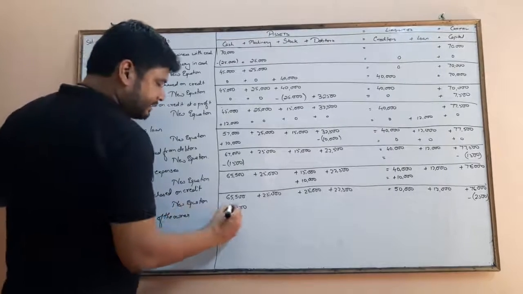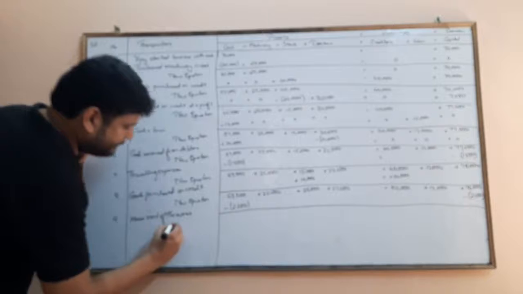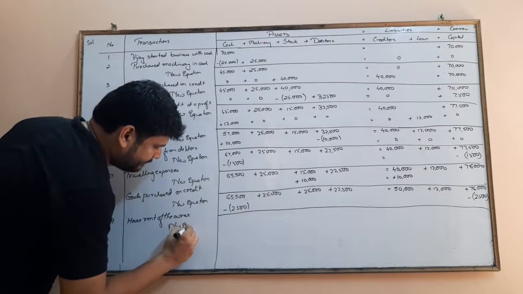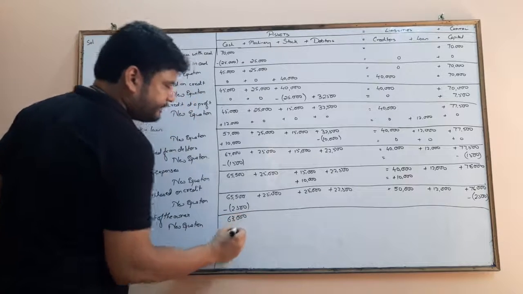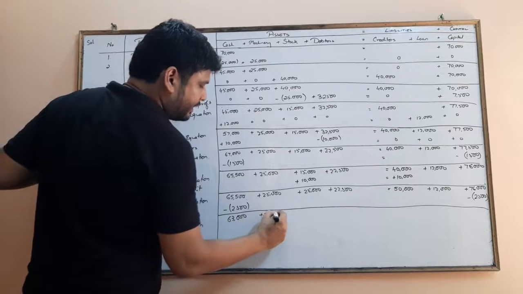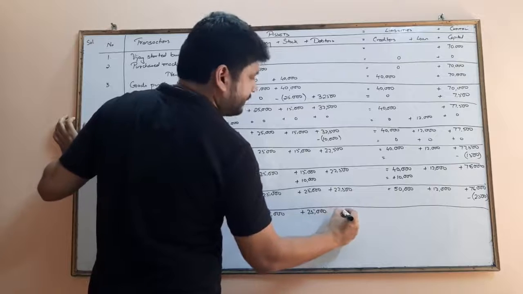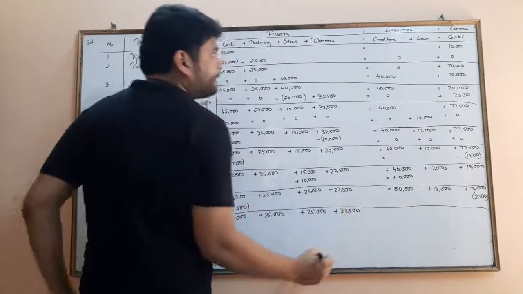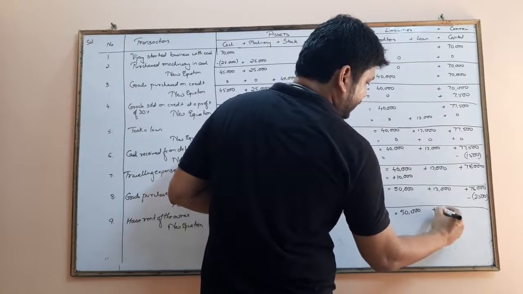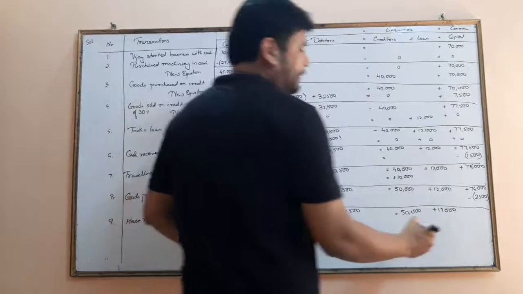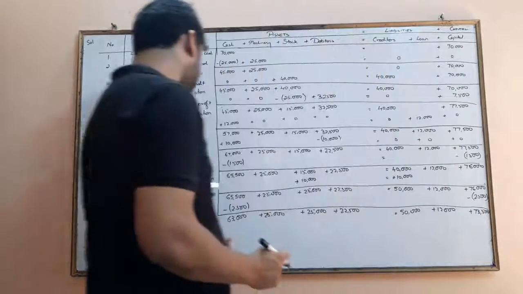So after this transaction, my new equation will be 63,000, machinery 25,000, stock 25,000, debtors 22,500, creditors 50,000, loan 12,000, and capital that will be of 73,500. Okay, so this will be the new equation.